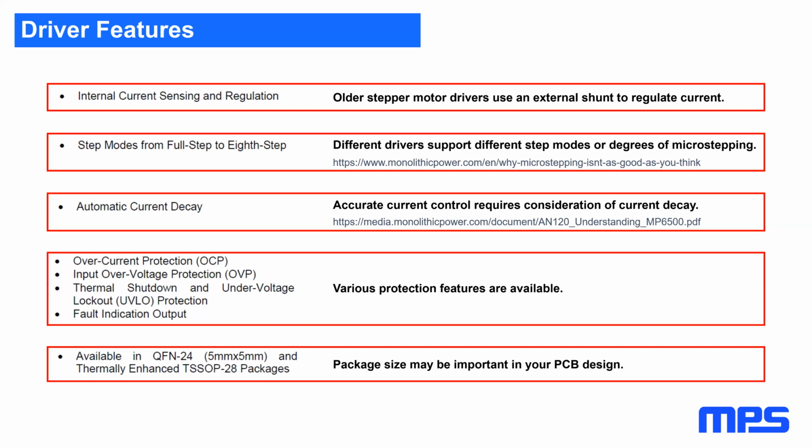Older drivers used an external shunt resistor, one for each H bridge, to provide the current feedback needed to maintain constant current in the windings. Those resistors are large and expensive. Most newer drivers measure the current inside the IC, eliminating the need for external sense resistors.